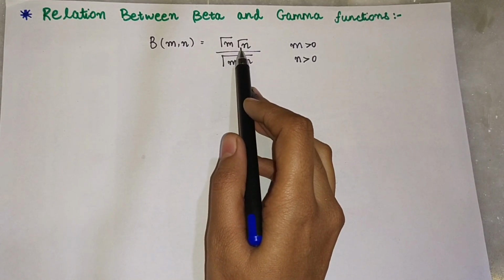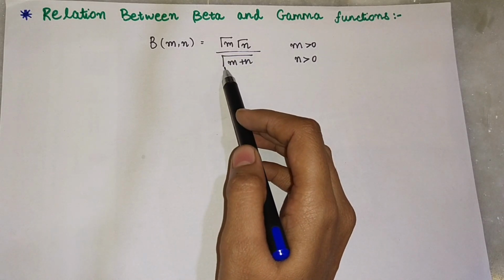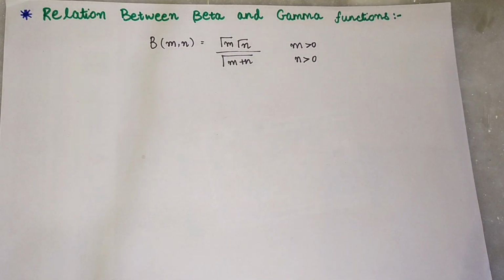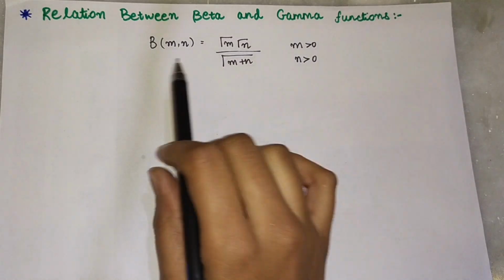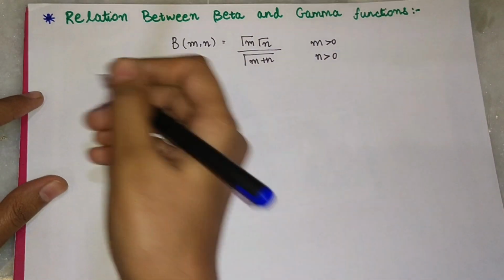The relation between beta and gamma function is: beta(m, n) is equal to gamma m into gamma n, divided by the denominator part gamma of (m plus n), where m is greater than 0 and n is also greater than 0. So we have to prove this relationship between beta and gamma function. Okay, so proof.